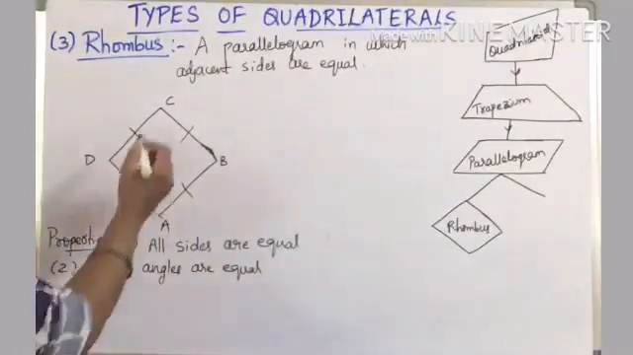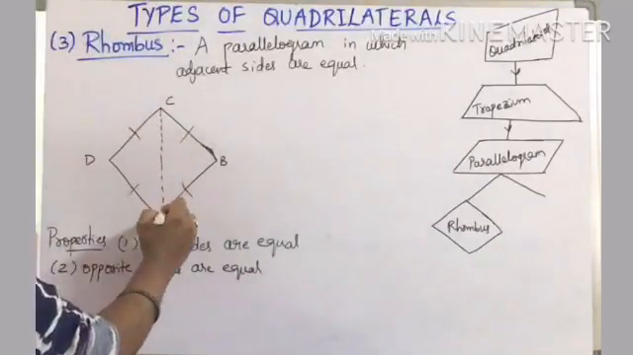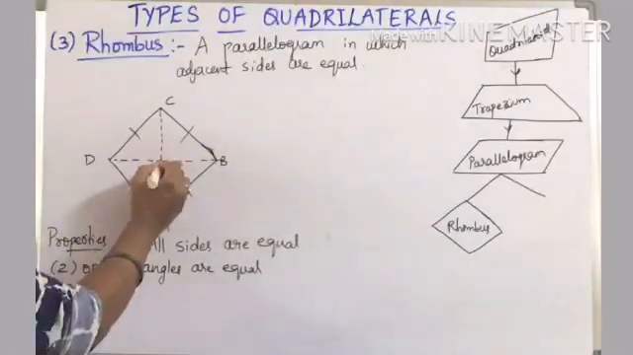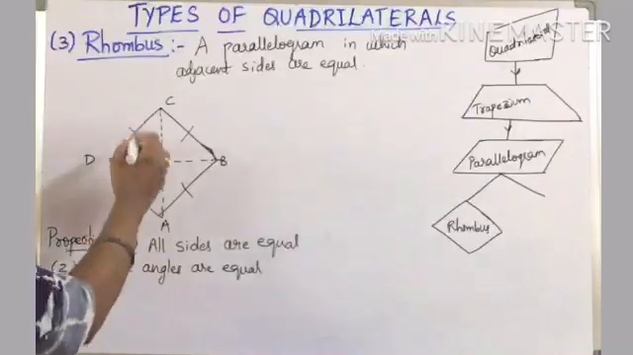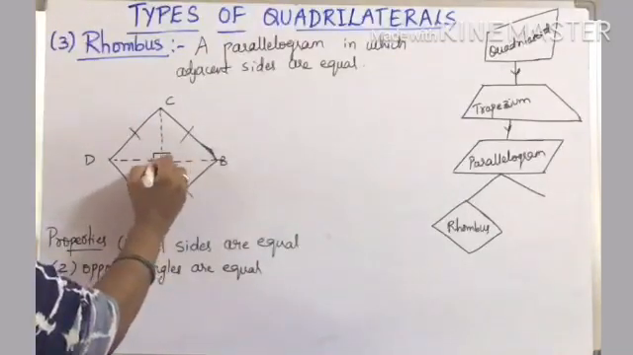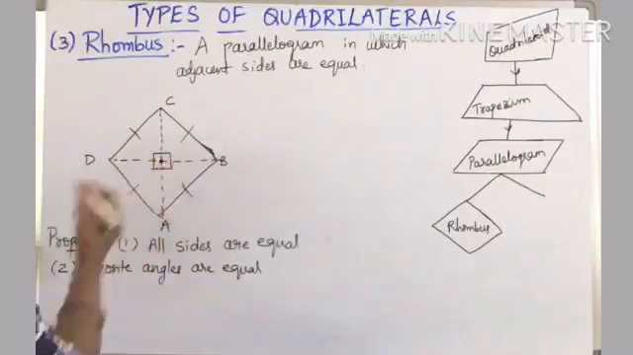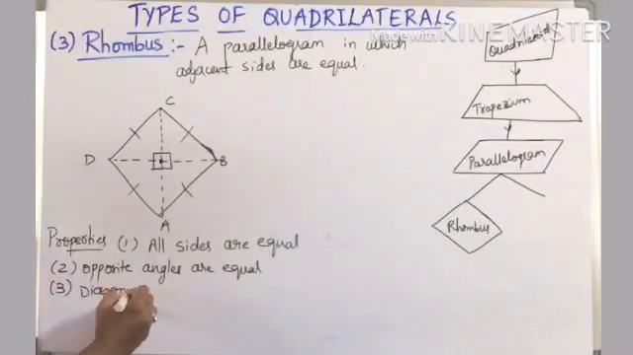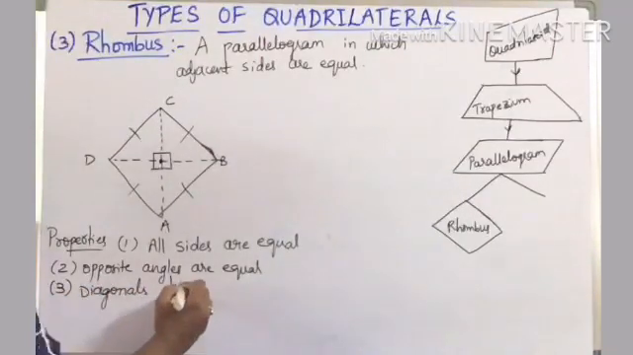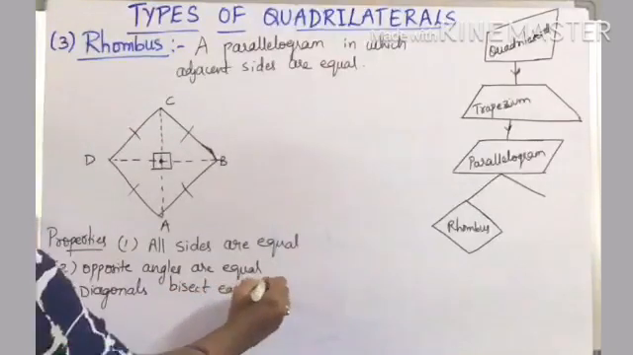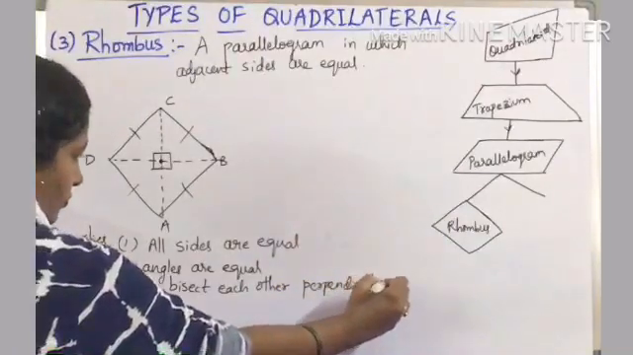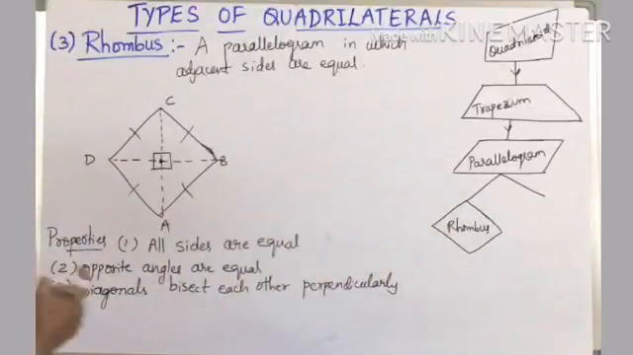Next, what about these diagonals? If you draw the diagonals AC and BD, the diagonals bisect each other. What is meant by bisect? Dividing into two equal parts. Bisect each other perpendicularly. Perpendicularly means what? It bisects at 90 degrees. So in rhombus, other properties, diagonals bisect each other perpendicularly. Okay, these are the properties of rhombus.